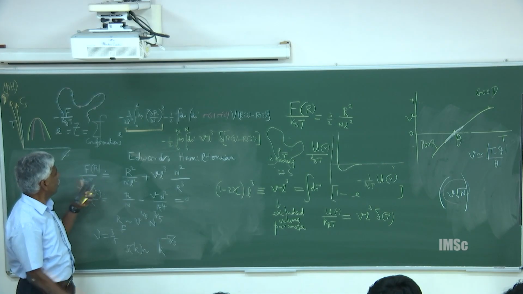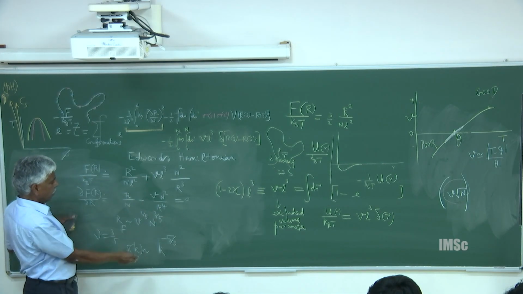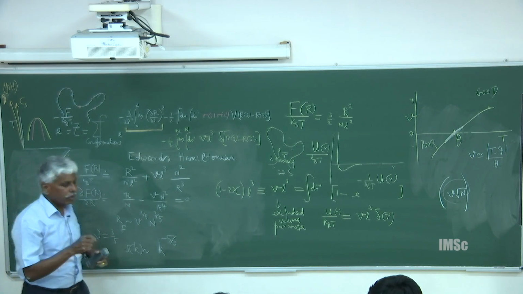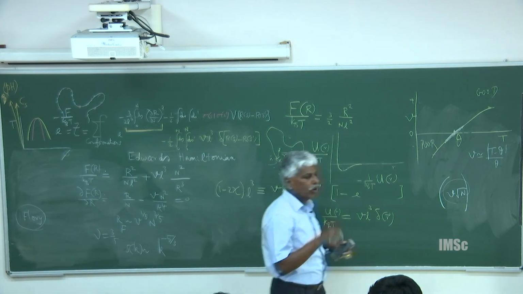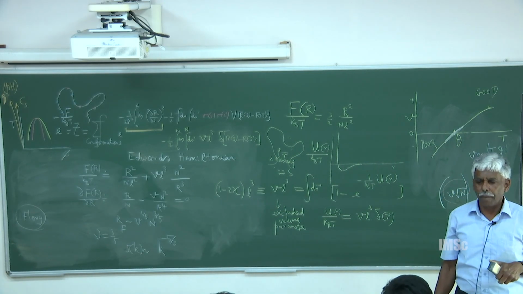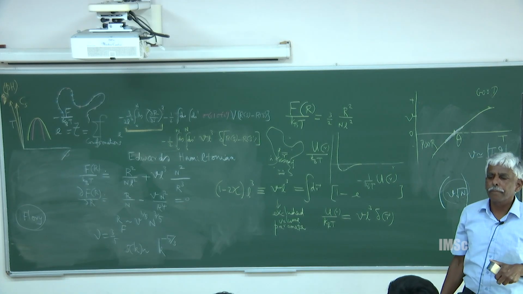For what value of R? Here when V is positive, we optimized it, right? V is positive, we got this. Suppose V is negative, and when would the free energy be minimum? At what value of R would the free energy be minimum?